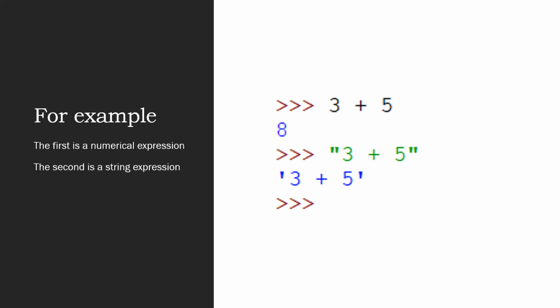So just to summarise, there's a difference between a numerical and a string expression, and here are two examples on the screen. The first example, 3 plus 5, without quote marks, is a numerical expression. The computer has evaluated the expression 3 plus 5 is 8 and shown the result below. The second expression is in quote marks, which means it isn't a numerical expression, it's a string, and the computer has evaluated that and displayed the literal content of the string.